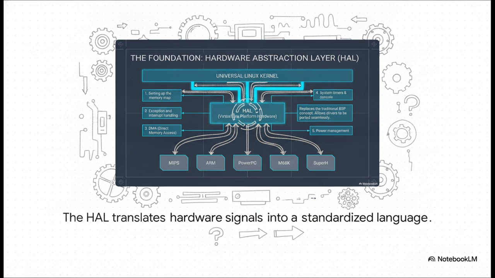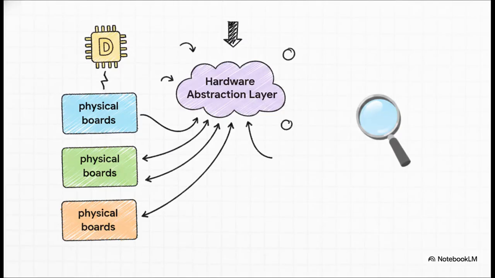It takes all those wildly different hardware signals, things like memory map setups, DMA, exception handling, and it completely translates them into a standardized language that the universal Linux kernel sitting right above it can actually understand. So the big takeaway here is that by abstracting the hardware, developers can write a device driver just one time and then seamlessly port that software across completely different physical boards. It totally replaces the older, super rigid board support package concept with something that virtualizes the hardware platform from the ground up. It's a real game changer.